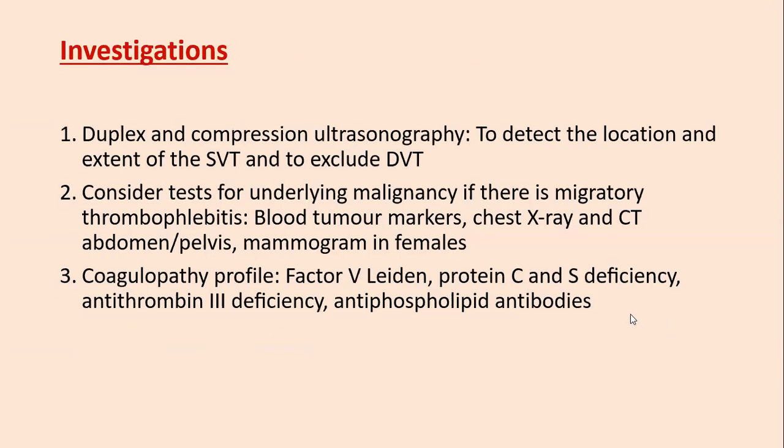Investigations. Duplex and compression ultrasound is the major investigation to detect the location and extent of superficial venous thrombosis and exclude DVT. Consider testing for underlying malignancy if there is migratory thrombophlebitis. Blood tumor markers should be done, along with chest X-ray, CT abdomen and pelvis, and mammogram in females. A coagulation profile is a must to exclude hypercoagulable states like factor V Leiden, protein C and S deficiency, antithrombin III deficiency, and antiphospholipid antibodies.